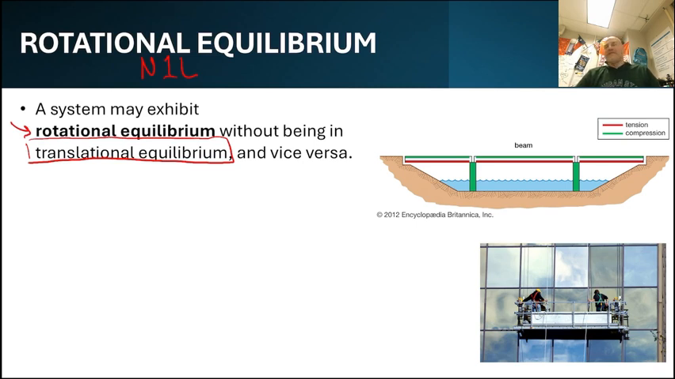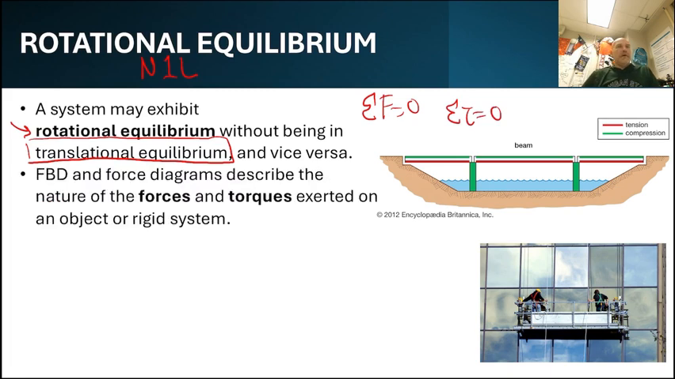And so what happens is there are two conditions for an object to be in true static equilibrium, okay? Those conditions are the sum of the forces has to equal zero and the sum of the torques has to equal zero, okay? An important thing to note is that you're going to have to create free body diagrams. The force diagram will show forces and torques, okay? So you're going to put those forces where they are being applied.